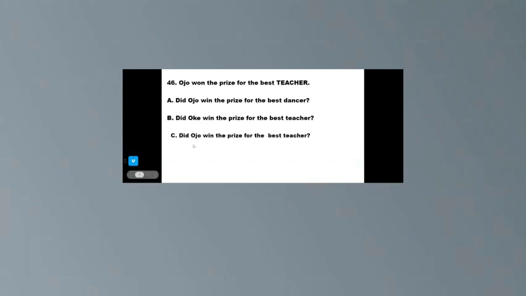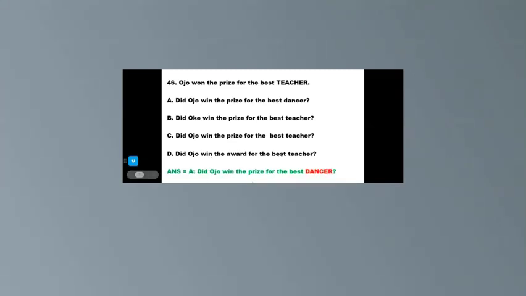Ojo won the prize for the best teacher, and stress is on the word teacher. Option A, did Ojo win the prize for the best dancer? B, did Oke win the prize for the best teacher? C, did Ojo win the prize for the best teacher? D, did Ojo win the award for the best teacher? The answer is A. Did Ojo win the prize for the best dancer?